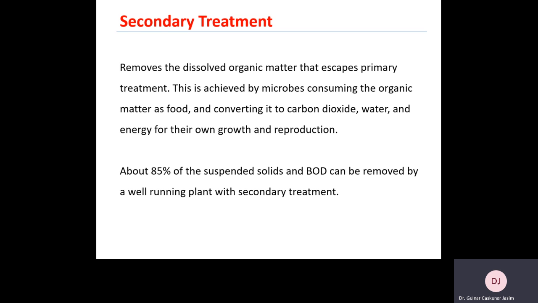Secondary treatment is the second phase and removes the dissolved organic matter which escapes from primary treatment. Secondary treatment can be called the biological treatment phase, because this is usually achieved by microbes consuming the organic matter as food and converting it to carbon dioxide, water, and energy for their own growth and reproduction. About 85% of suspended solids and biological oxygen demand can be removed by a well-running plant with secondary treatment.